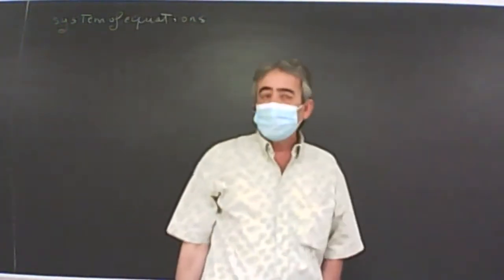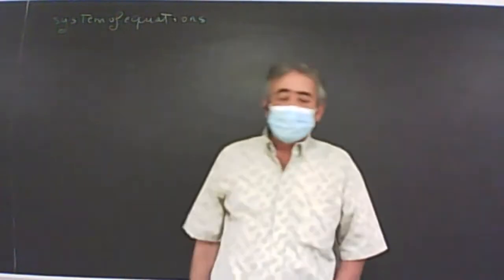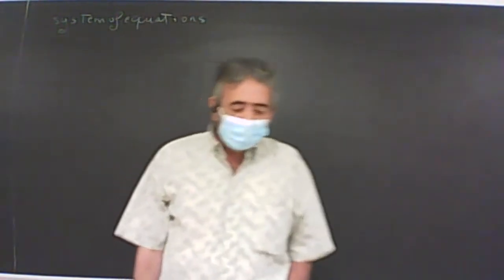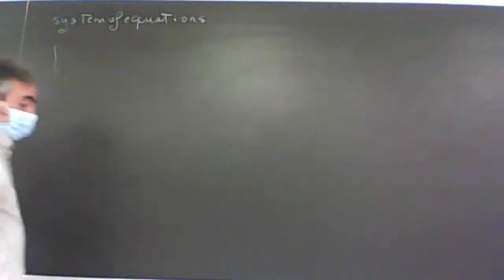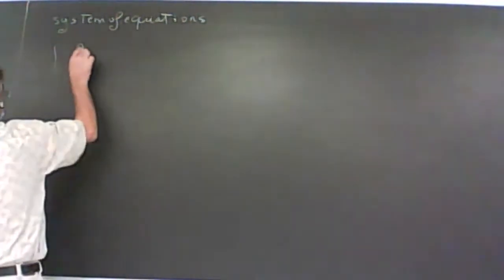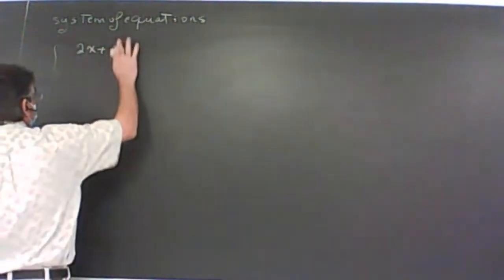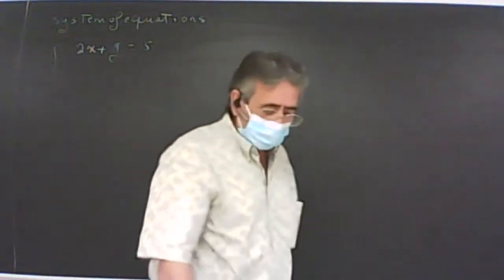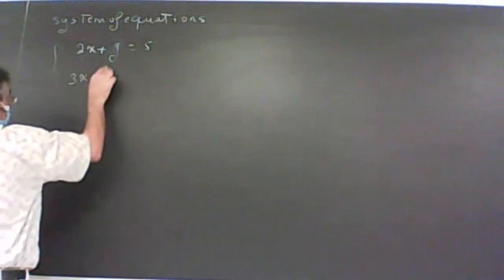When we have a system of equations, we're talking about a system that consists of at least two equations. So for instance, we can create a system. Let me go ahead and write down the system they have here so I can use their numbers. There's 2x plus y equals 5. And then another equation, say for instance, 3x minus 2y equals 4.